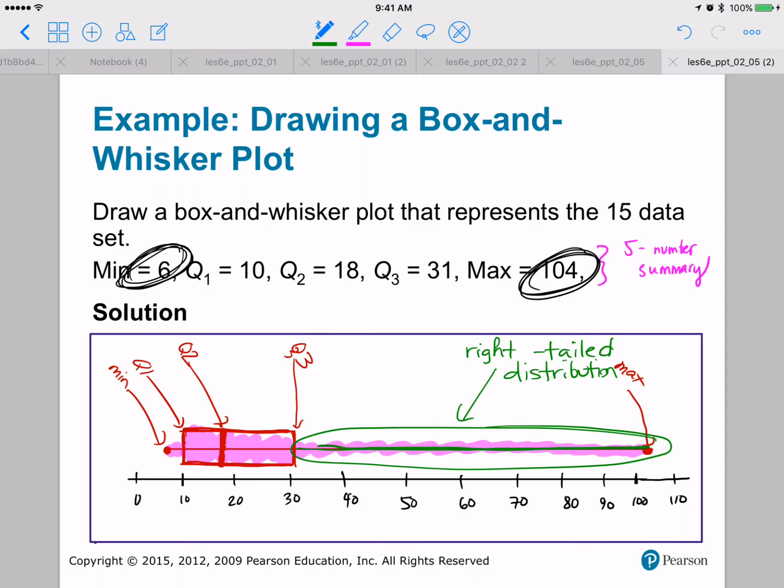Okay, so the data is bunched up over here because remember, 25% of the data is between 6 and 10. 25% of the data is in here. 25% of the data is in here. And then 25% of the data is spread out here. So this is going to be our tail.